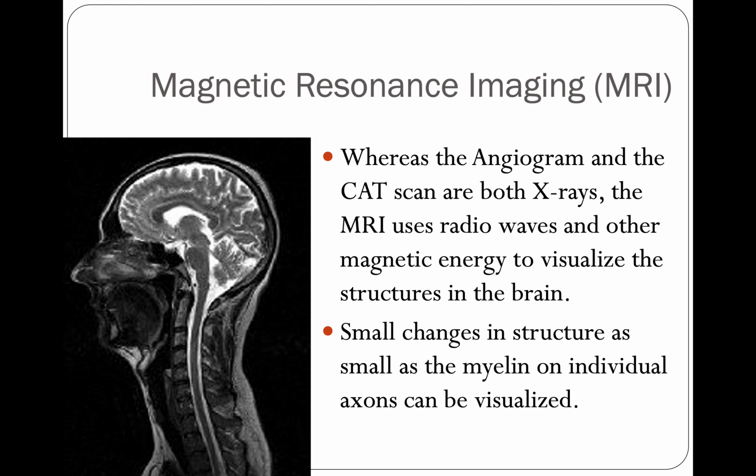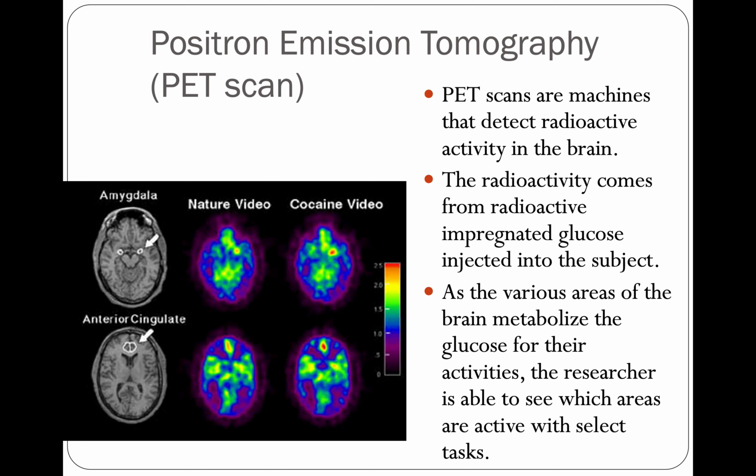He's bleeding into his brain. Whereas the angiogram and the CAT scan are both x-rays, the MRI uses radio waves and other magnetic energy to visualize the structures of the brain. Small changes in structure, as small as the myelin on individual axons, can be visualized.